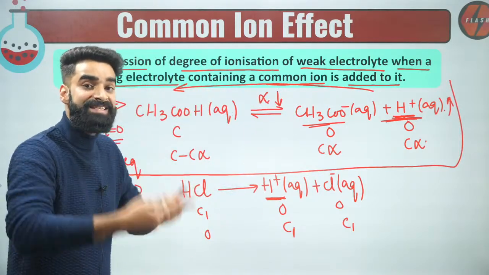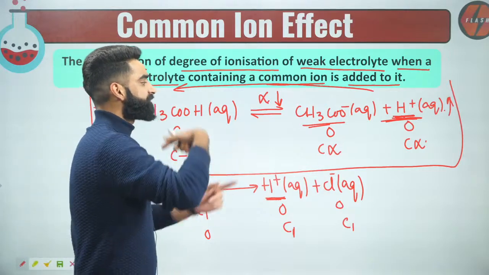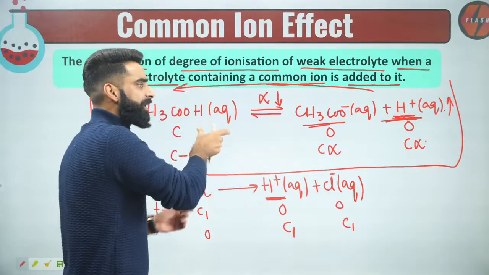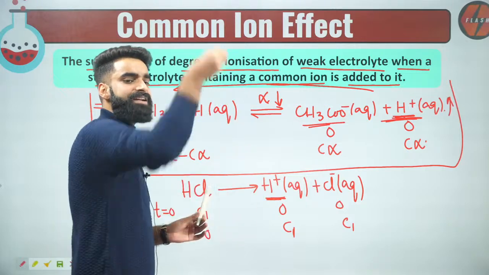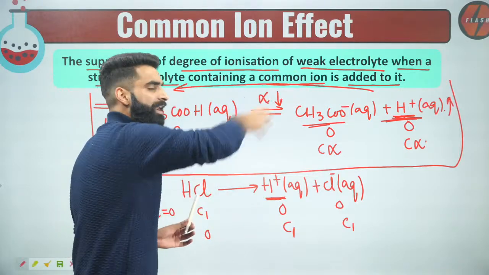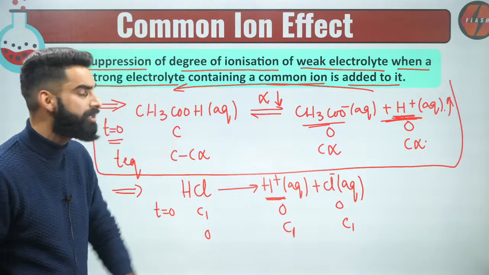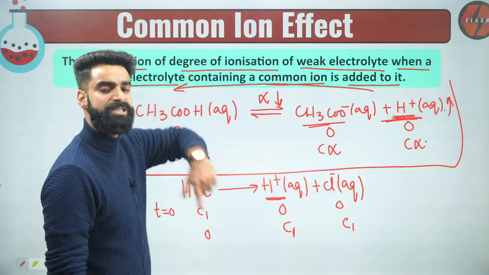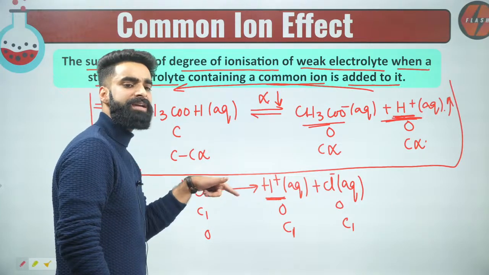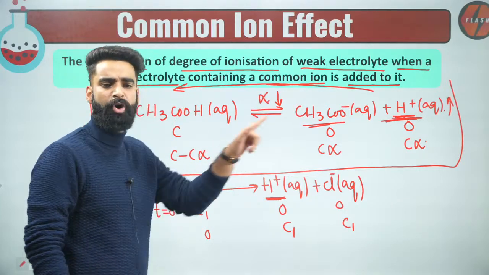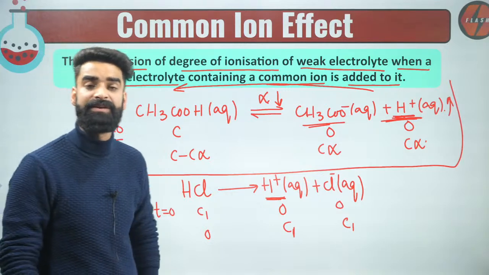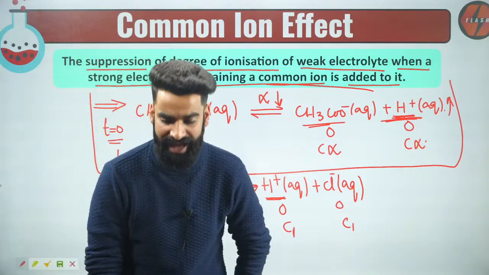So the degree of ionization of this weak electrolyte got suppressed when I added a strong electrolyte which contains a common ion. This suppression of the degree of ionization on adding a strong electrolyte containing the common ion to the weak electrolyte is what we call the common ion effect.